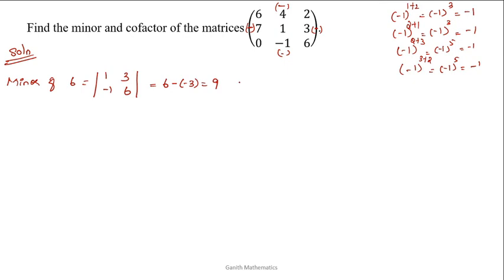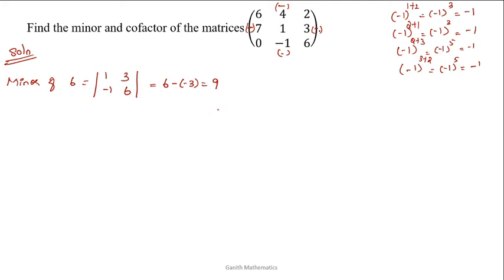So minor is nothing but you have to eliminate the corresponding row and column, and you have to find the determinant of the remaining part, whether it is a 2 by 2 matrix or 3 by 3 matrix or 5 by 5 matrix. That is the concept. So for finding the minor of 6, I am eliminating the first row and first column. I will get 1, 3, -1, 6. That is a 2 by 2 matrix. I just find the determinant. It is 1 times 6 is 6. Put a minus sign. And 3 times -1 is -3. So minus -3, and it will be 9.